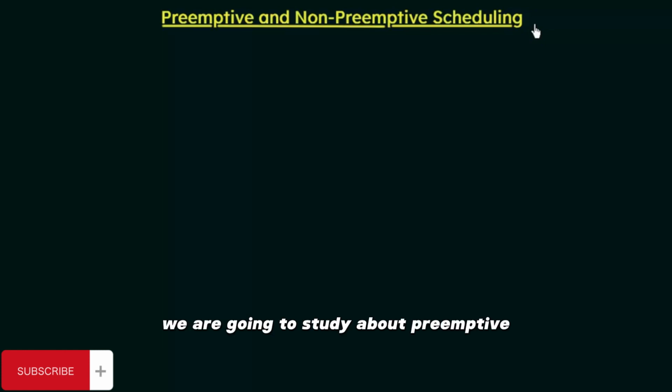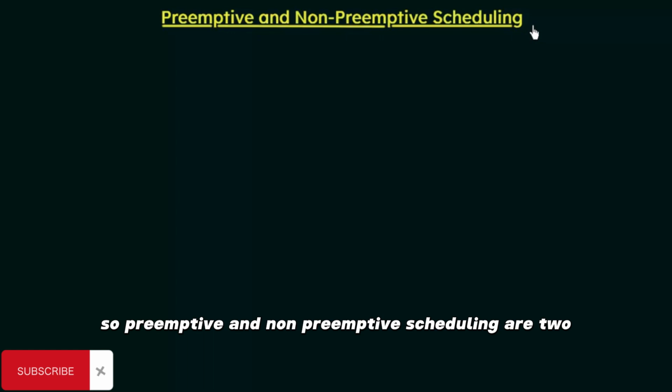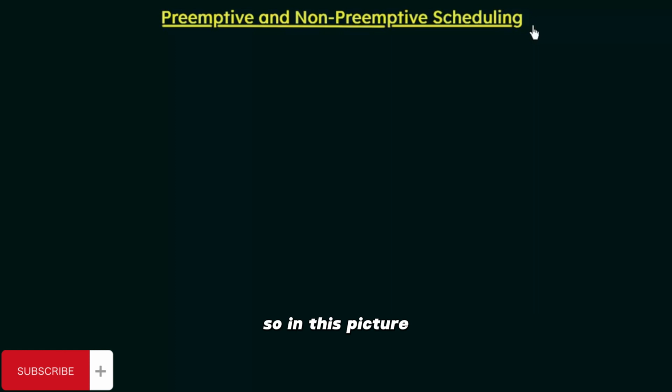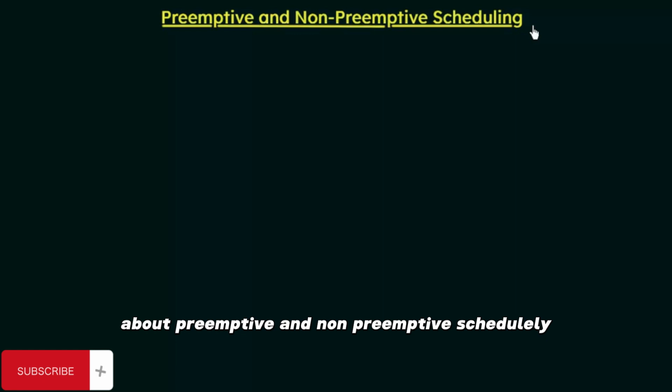In this lecture, we are going to study about preemptive and non-preemptive scheduling. So preemptive and non-preemptive scheduling are two different ways in which scheduling can take place. Now remember that preemptive and non-preemptive scheduling are not CPU scheduling algorithms, but there are two ways in which CPU scheduling takes place. So in this picture, we will try to understand what this means, and we will try to get a good idea about preemptive and non-preemptive scheduling.